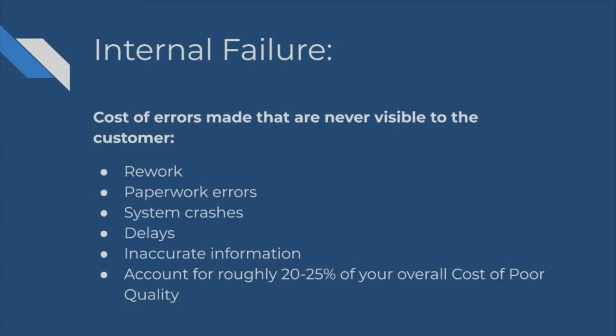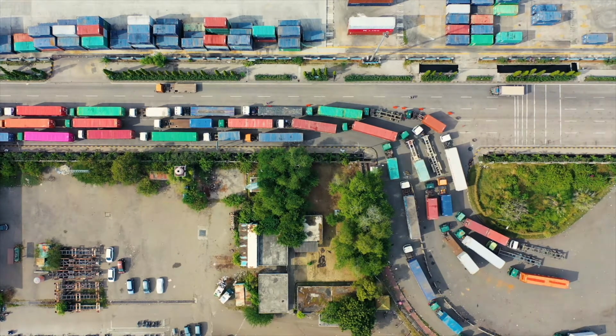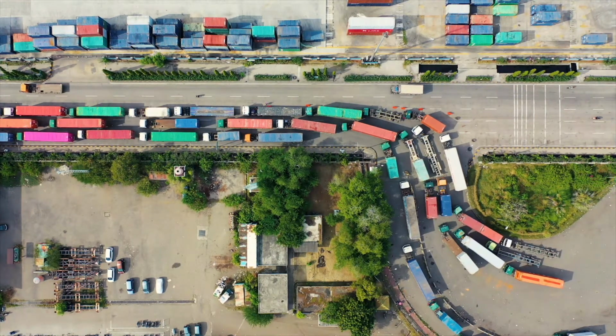Internal failures are costs of errors that are never visible to the customer, including rework, paperwork errors, system crashes, delays, and inaccurate information. Internal failure costs are usually caught at the last output of your process by final inspection. These costs account for about 20 to 25% of your overall cost of poor quality.